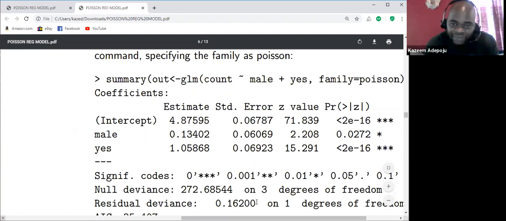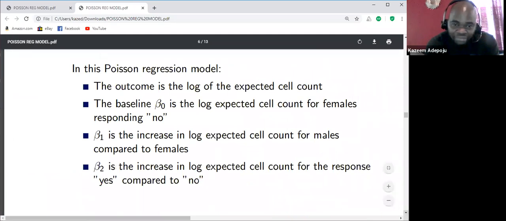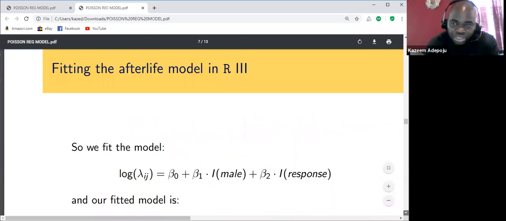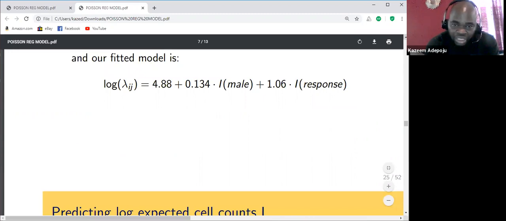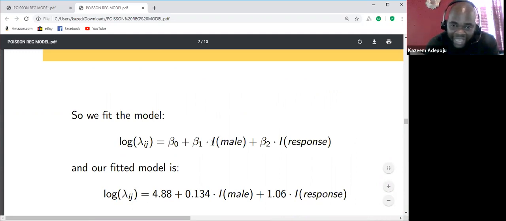So in case I give you something like this and it's a Poisson regression model, and I ask you to write the model out, this is what I'm expecting from you. This is a fitted model, and this is how to write the fitted model. What I put here is an indicator, because this is categorical. That is what we use to represent categorical variables, to tell you we have 2 levels of gender and 2 levels of the response.